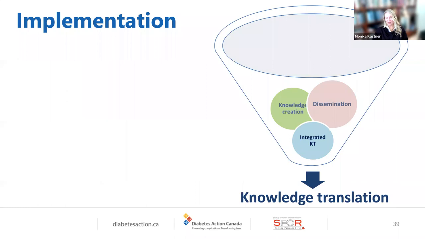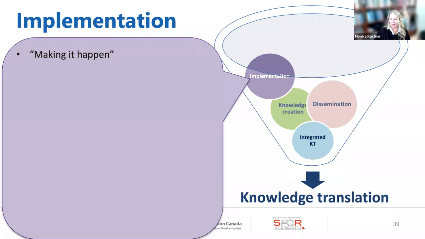So now let's move on to another very important activity, which is implementation. Again, I think it's one of the more common KT activities that you may have heard about. And this is now about making it happen. Up to this point, we were looking at how we can let things happen, helping things happen, but implementation actually makes things happen. So this is where we can make those large impacts that we've been talking about.